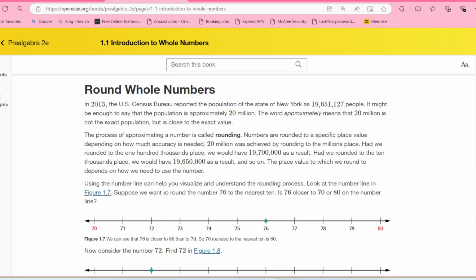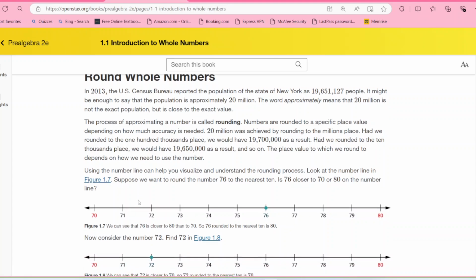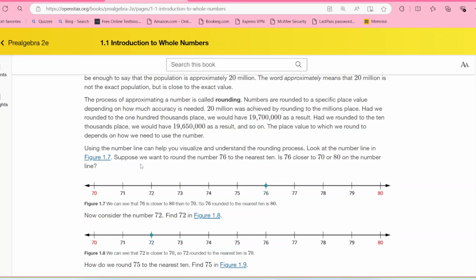Using the number line can help you visualize and understand the rounding process. Look at the number line in figure 1.7. Suppose we want to round the number 76 to the nearest 10. Is 76 closer to 70 or 80 on the number line? Here in figure 1.7, we can see that 76 is closer to 80 than to 70. So 76 rounded to the nearest 10 is 80.